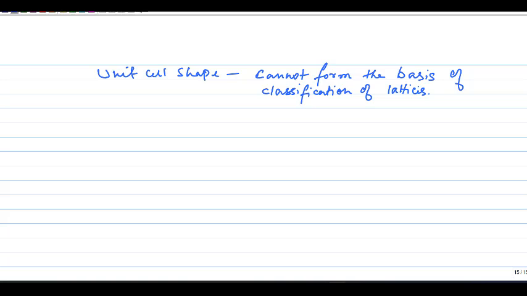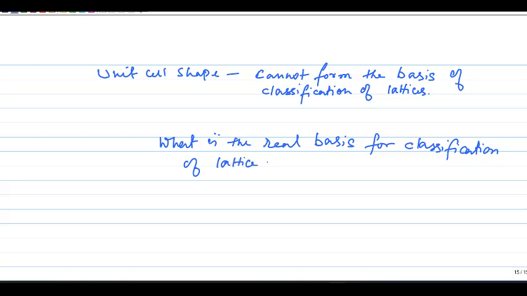So then we also need to answer, what is the real basis for classification of lattices? The answer to this is symmetry. You need to consider the symmetry and not the shape of the unit cell to classify lattices. Okay, and we are going to see what is symmetry. We will learn about symmetry, and then we are going to see how you can classify lattices based upon symmetry. Okay.